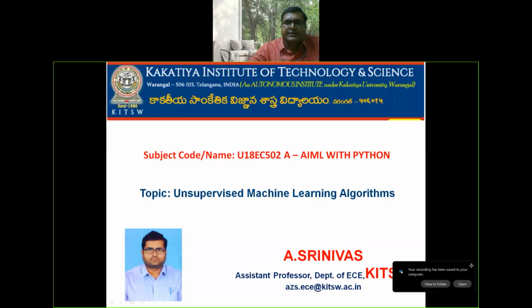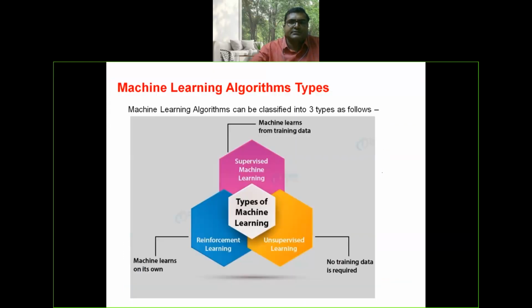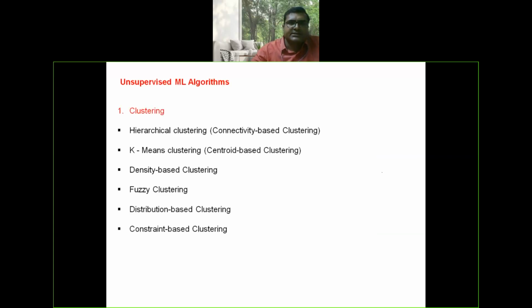Welcome to the video lecture on Artificial Intelligence and Machine Learning with Python. Subject code U18AC 502A. Topic: Unsupervised Machine Learning Algorithms. In the last class, we discussed supervised machine learning algorithms, those are regression techniques and classification techniques. In this class, we are going to discuss clustering, which comes under the category of unsupervised machine learning algorithms.